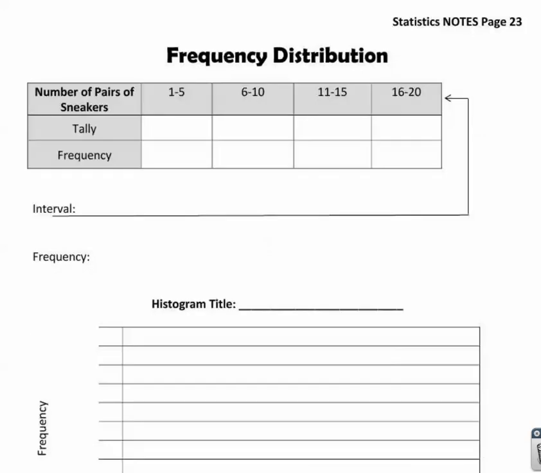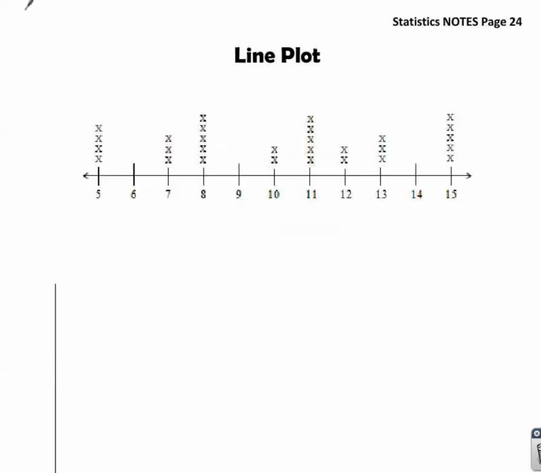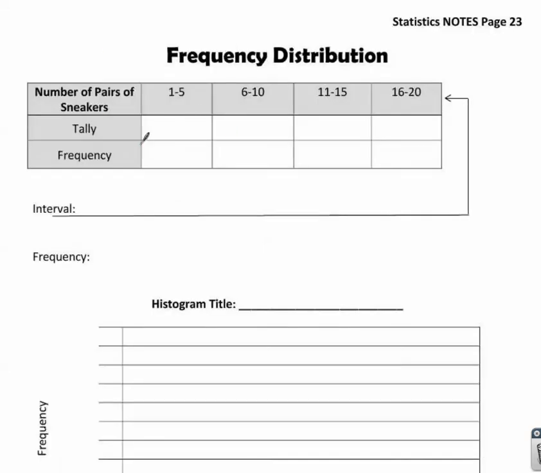turning to the next page where it says frequency distribution, and it talks about the number of pairs of sneakers. We're not going to do this activity right now. However, if you turn to the next page, because they both are involved with the same data. So for instance, you can take this line plot and apply it to the previous page with the number of pairs of sneakers.